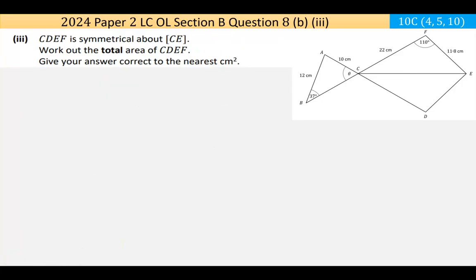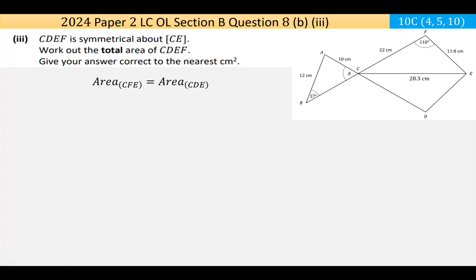And that's it. Now it says to me that CDEF is symmetrical around CE. So CDEF is symmetrical around that, so we're talking about this shape here. It's not a square. Work out the total area of CDEF. Give your answer correct to the nearest centimetre squared. Now I'll move on to the answer.